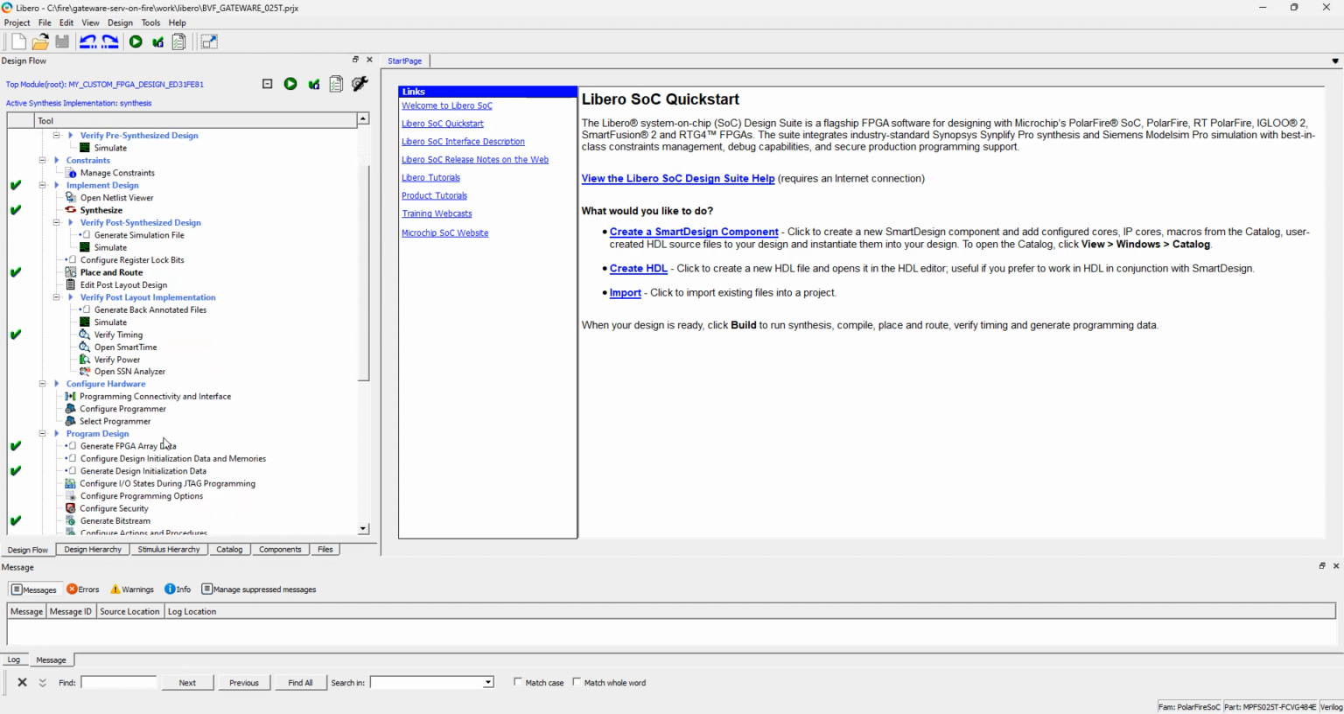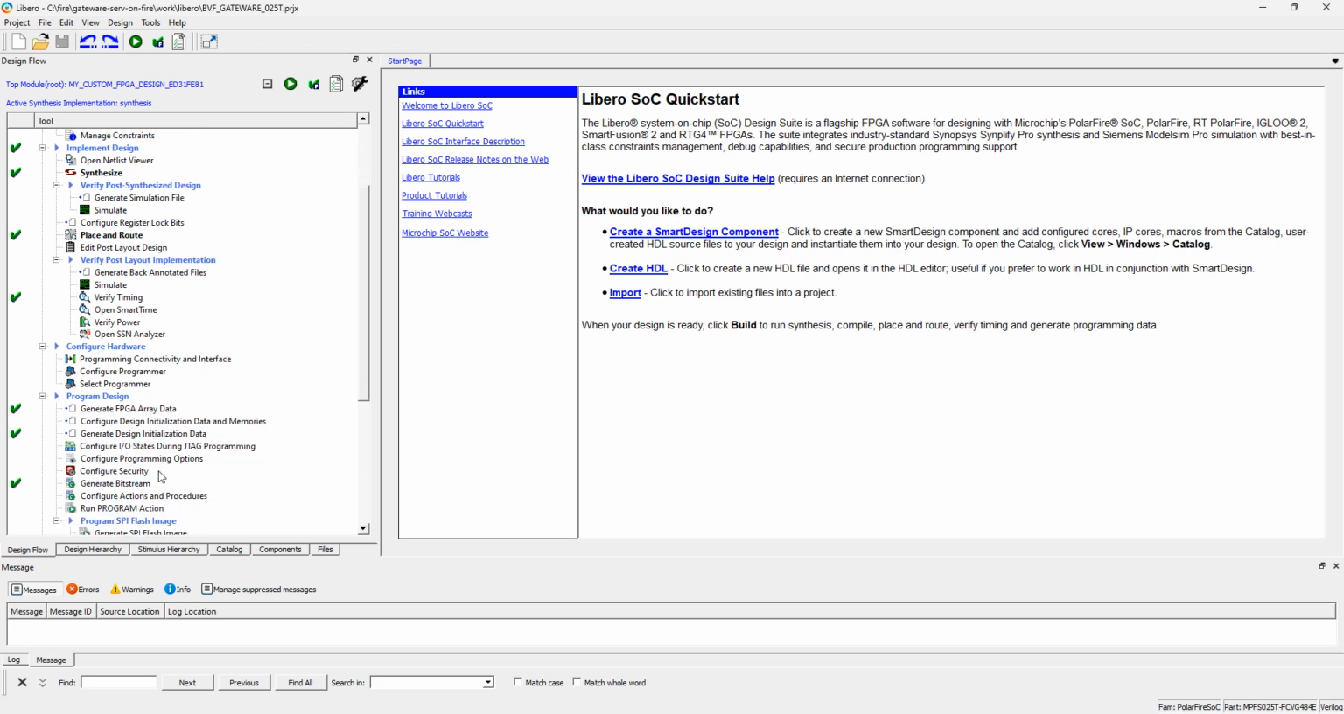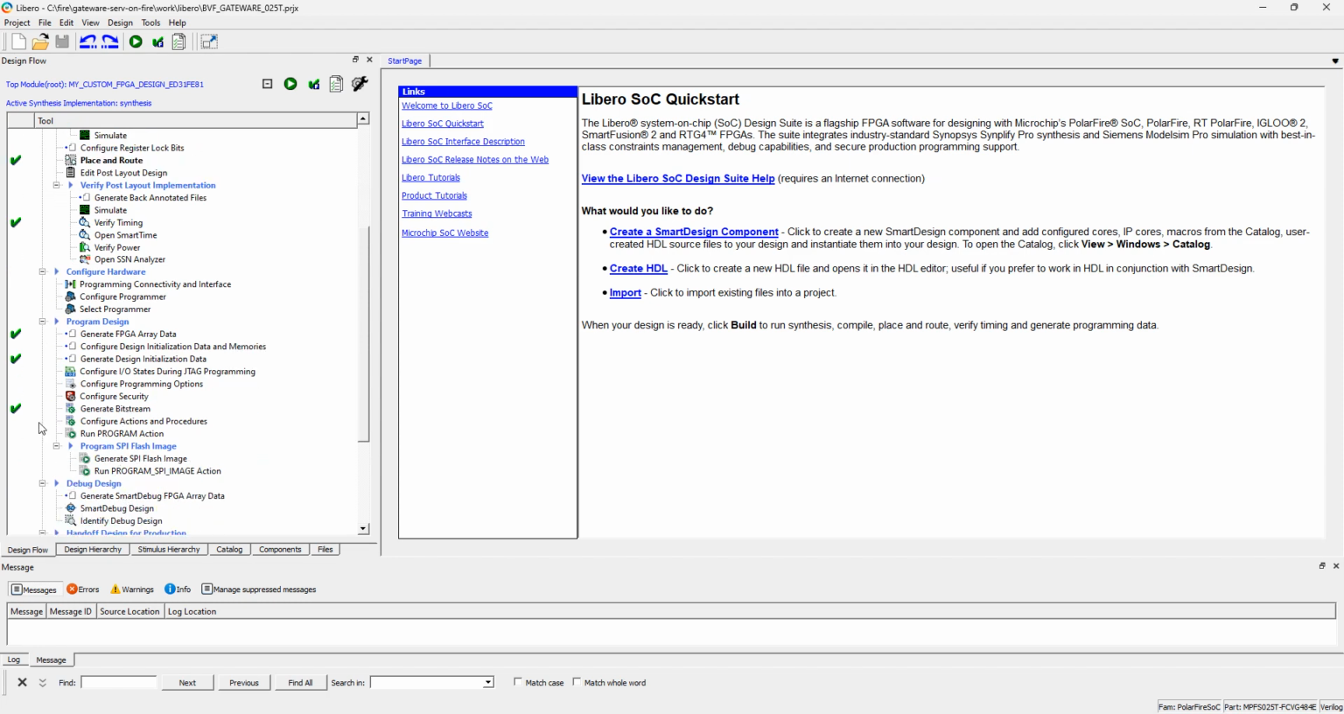And then we went and we defined some things about the memories, and then we went and we generated the bit stream. And then from here at this point, if you were using your Flash Pro 5 or 6, you would double click on this run program action, and that would go and it would program your board. Yeah, so this is this tab.